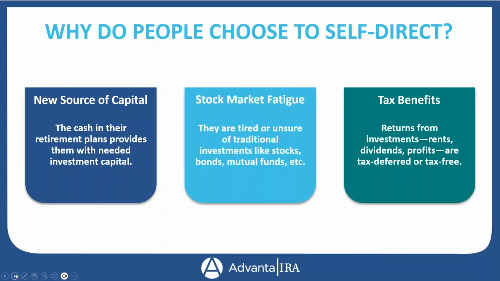People typically choose to self-direct simply because it's a new source of capital. So they're kind of hearing about this for the first time. They're looking to their retirement accounts for that cash they need to make the investment that they want to make outside of the market. But they could also be tired, and this is very typical of the stock market, just kind of on that roller coaster ride that exists in the stock market. And again, just being able to diversify. So, it's not all or nothing. They can move a portion of those funds in order to diversify and get out of the market in some strategies. And then, of course, the tax benefits.